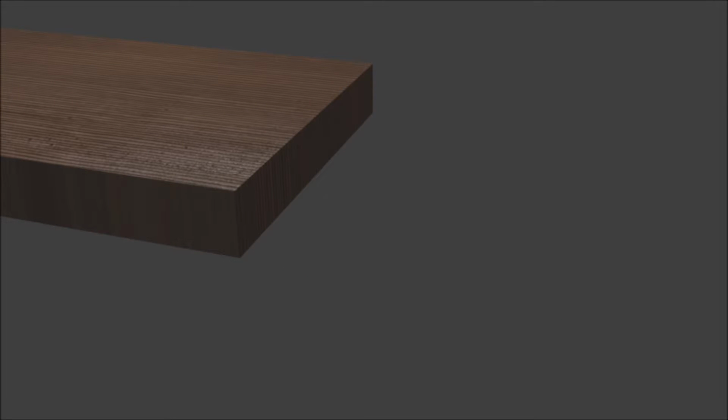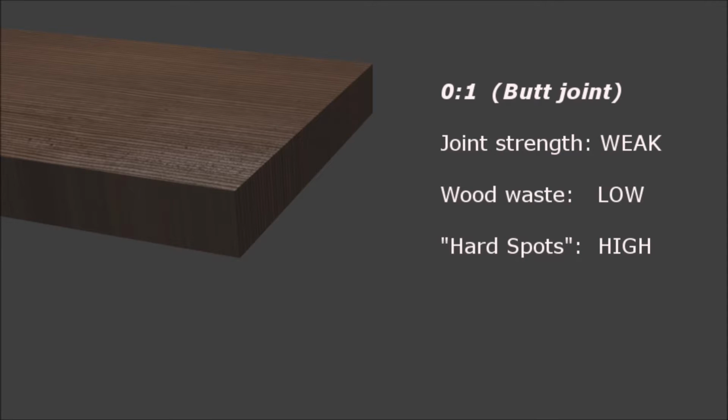Here we have a scarf with a slope of 0:1 or 90 degrees, essentially a butt joint. Epoxy and other glues are strongest when exposed to compression and shear forces, and weakest when exposed to tensional forces. When a butt joint is bent, extreme tensional forces are generated on the outside of the bend. To its credit, since there is no overlap, little or no wood is wasted.